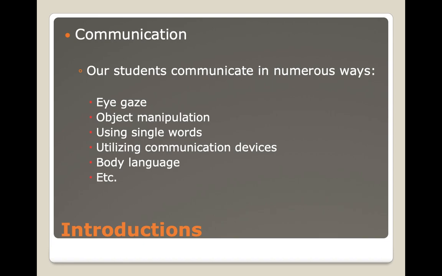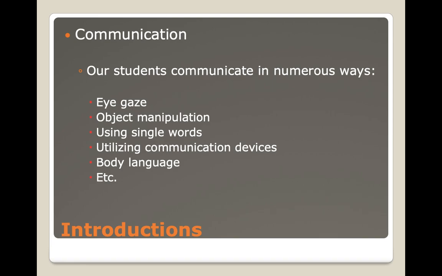Our students here at Elam communicate in numerous ways, and it's truly amazing to watch. Some of our students use eye gaze, object manipulation, single word utterances, communication devices, and body language. So a lot of our kiddos who have a lack of fine motor ability, maybe they're utilizing a wheelchair, those are some students who you might see using eye gaze systems. Object manipulation could be also some students who don't have the best fine motor abilities at the current moment. So they're using maybe an object board, they're selecting the objects that they are associating certain words with.